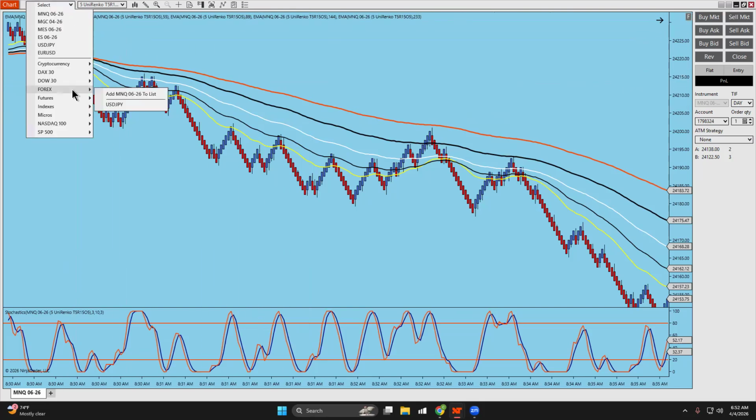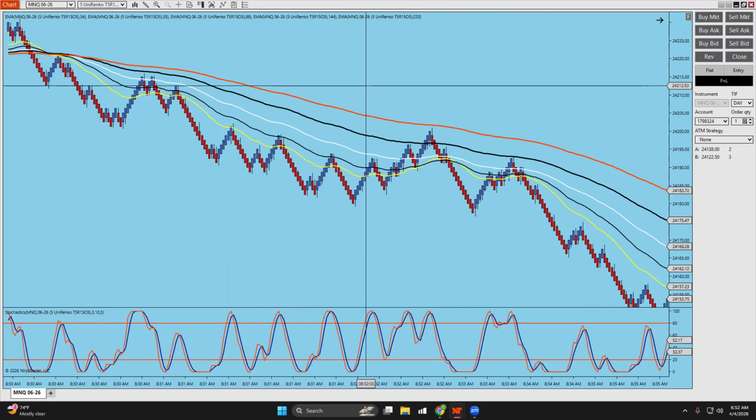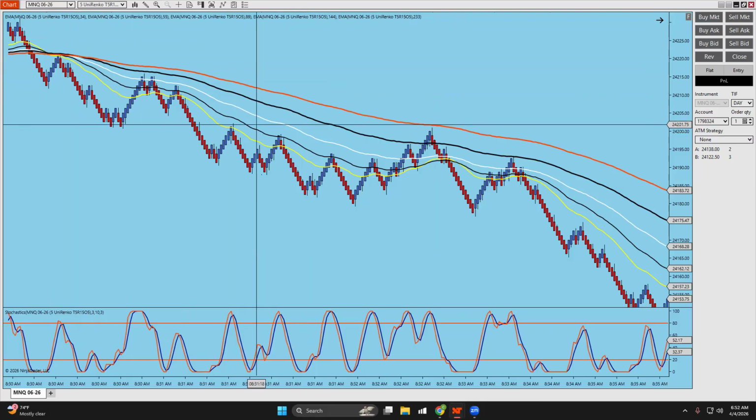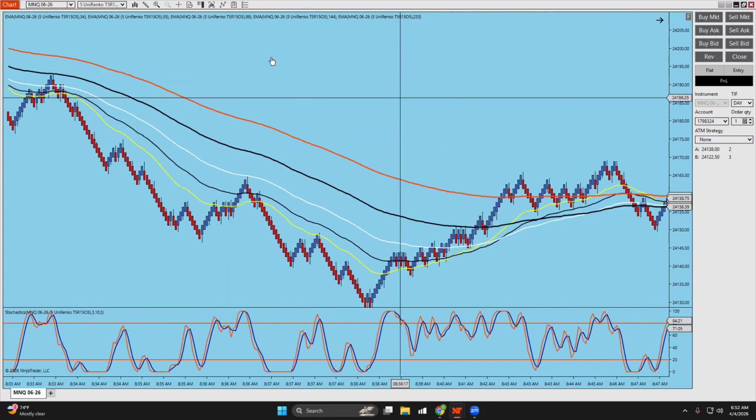There is a thing where you can open, for example, a USDN chart. I can open a USDN chart, but I don't know how to trade it. I don't know if there's lot sizes or what. But for now, I'll focus on futures. This is MNQ, and you can see this is the chart, right?